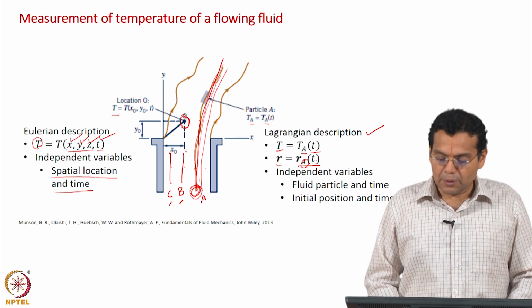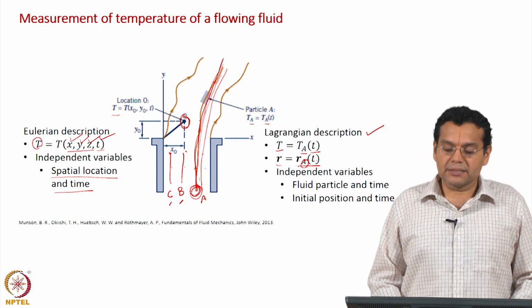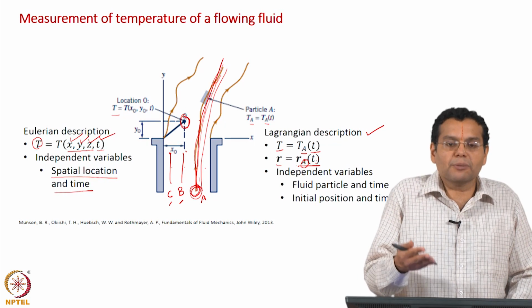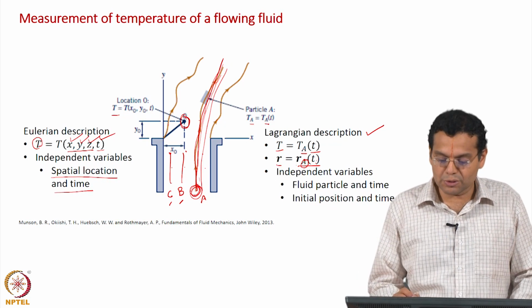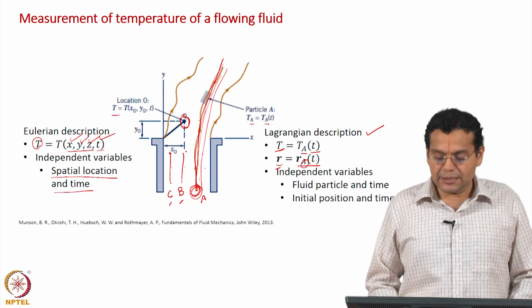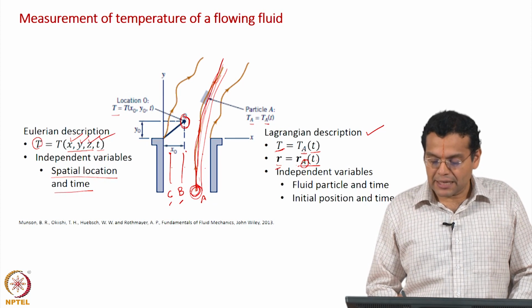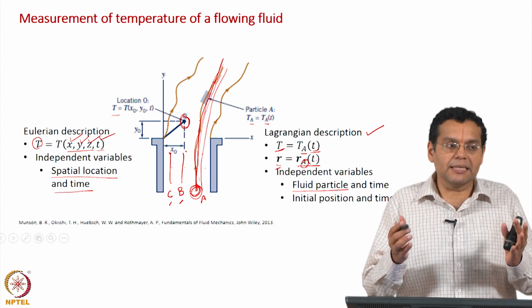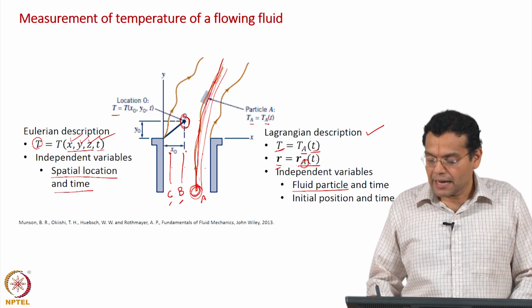Okay. Now, what are the independent variables in this case? The dependent variable, remember, is still temperature; additionally you get the position of the particle also. So, those two are the dependent variables. What are the independent variables? For example, if I describe in terms of A and time, then the fluid particles A, B, C, D are the independent variables, and time.